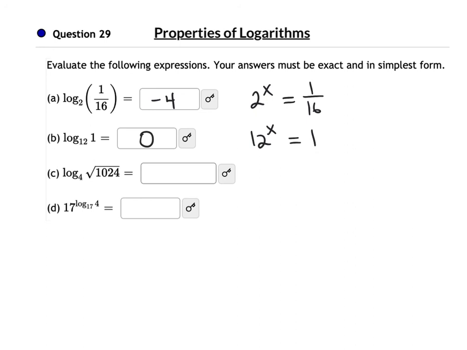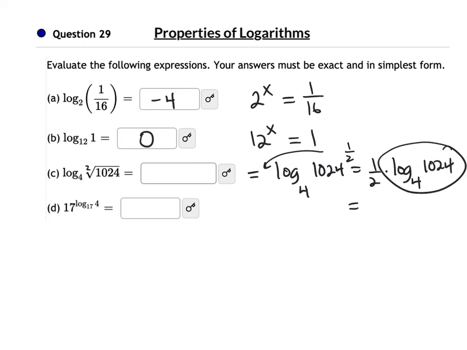Here we use a fractional exponent. A square root, there's a little tiny 2 there, is a 1/2 power. This is equal to the log base 4 of 1024 to the 1/2 power. We can bring this down in front. This is equal to 1/2 times the log base 4 of 1024. Now this, we'll guess and check on the calculator. It turns out that 4 to the 5th power is 1024. This is 1/2 times 5, or 5/2, which is 2.5.